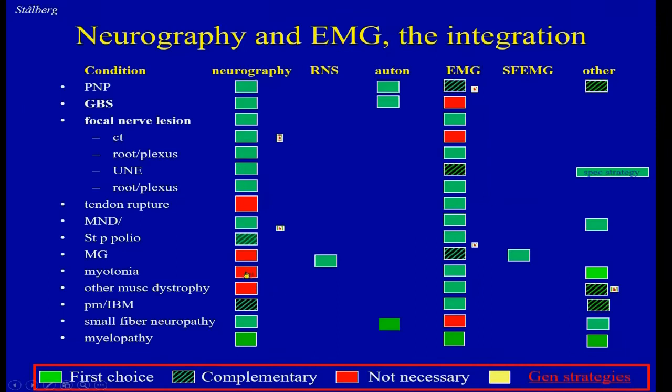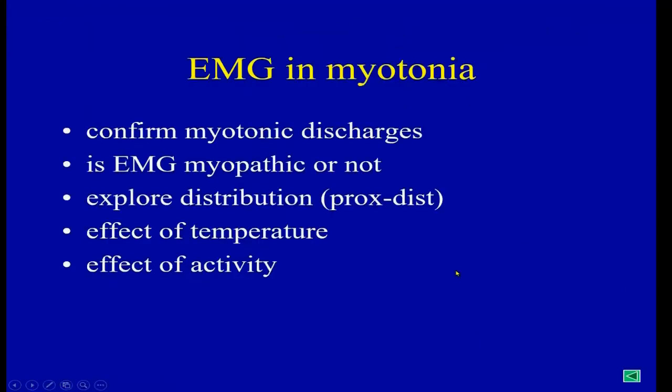When it comes to myotonia, EMG is the classical approach where it's very easy to hear the myotonic discharges, but that's not the only thing. We want to know if we can go further with the details of the diagnosis. Is EMG myopathic or not? It should not be myopathic, for example, in pure channelopathies like in Thomsen's disease, but when we have dystrophia myotonica, then it's definitely myopathic.